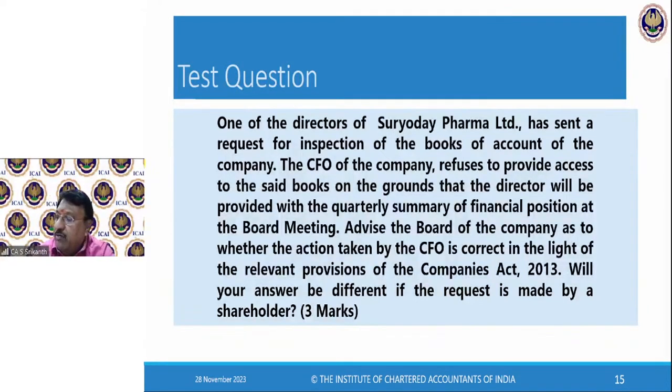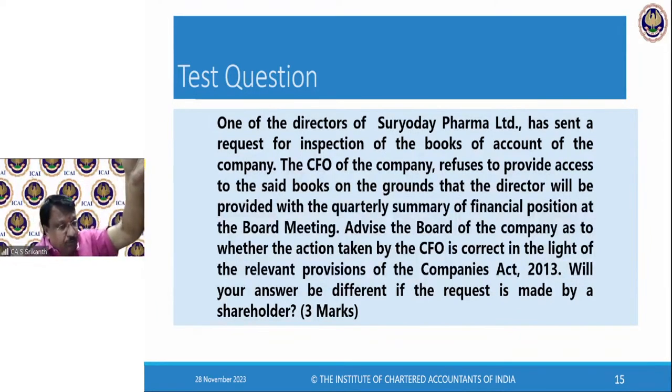2013. Suman Goyal is already giving me an answer. The action of CFO is not correct. Correct. See, this is simple. 3 marks, Baba. 3 marks, you write 4 lines, not more than that. 3 marks, 4, maximum 5 lines. If you're writing more than 5 lines, you're wasting them. Because there may be another question with 6 marks.